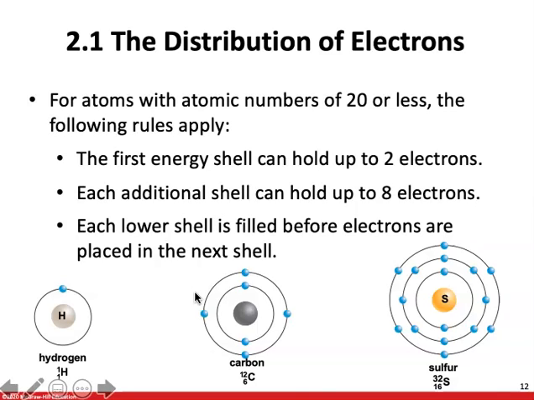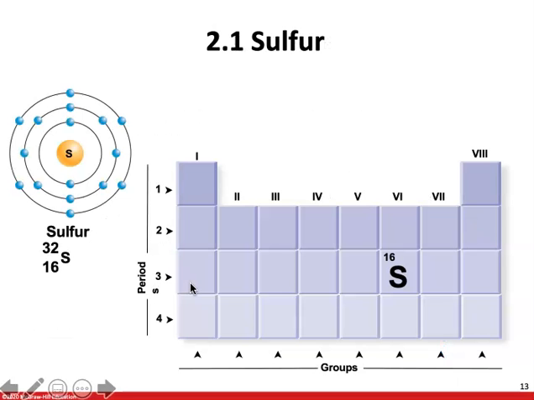So when we're determining how we're going to draw our atom, our atom is always going to be drawn with our protons and neutrons inside of the nucleus, and then we are going to arrange our electrons based on these rules, with the first energy shell holding up to 2 electrons, each additional shell holding 8 electrons. So let's use this as an example to try and draw the atom of sulfur.